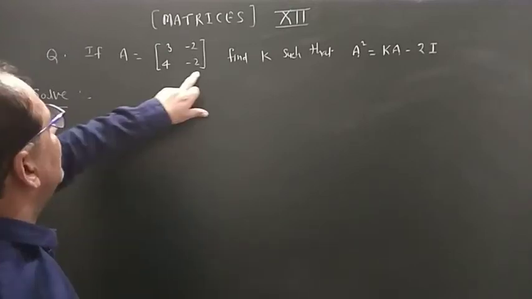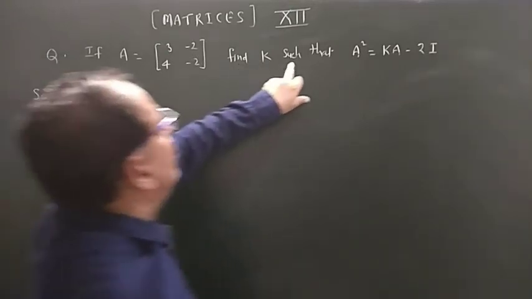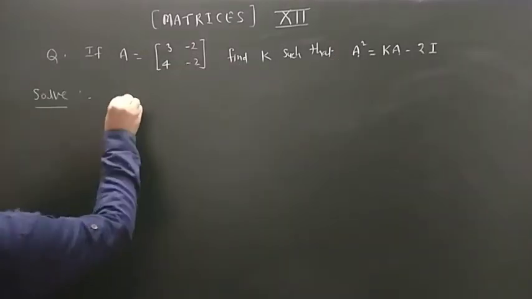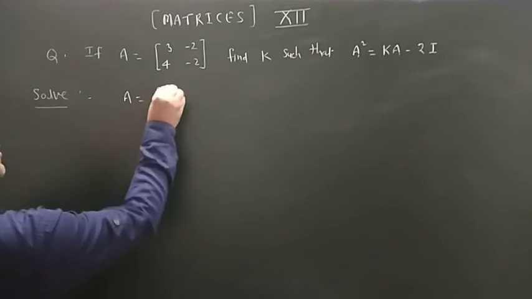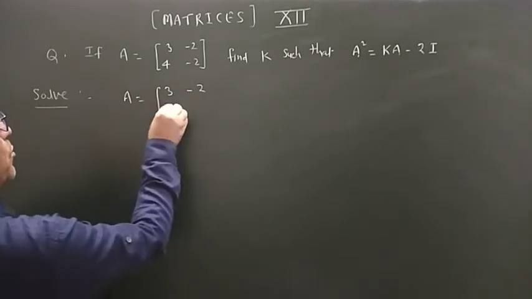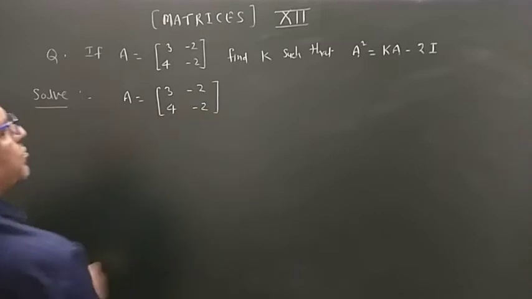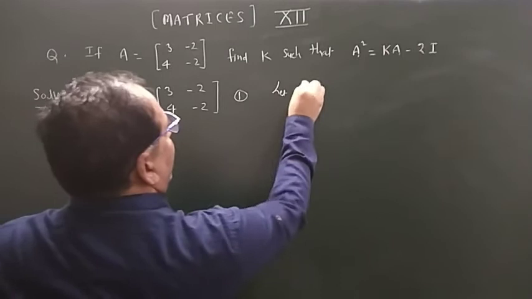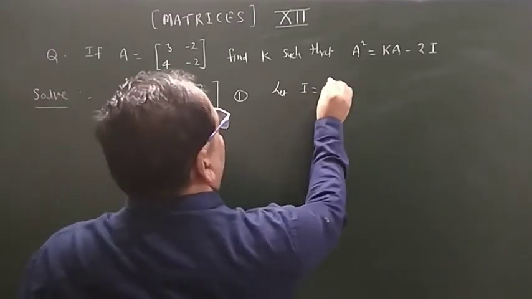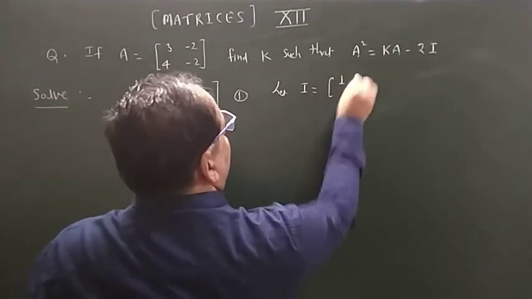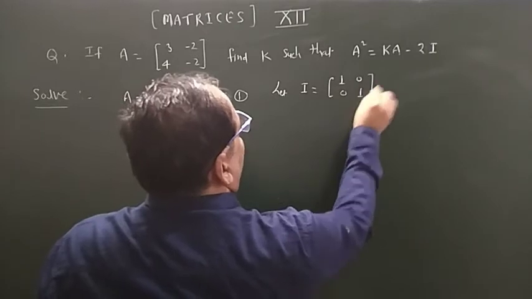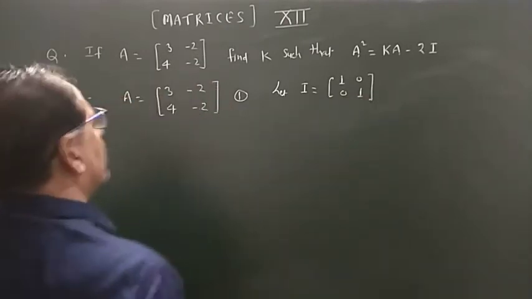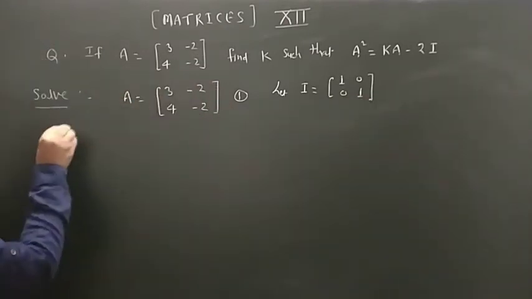In this question, the matrix A is given of order 2 by 2. We want to find the value of k such that A square equals kA minus 2I. A equals 3 minus 2, 4 minus 2. Let I equal to 1 0 0 1. Because A is a matrix of 2 by 2, this is also the identity matrix of 2 by 2. Now, first we find A square.